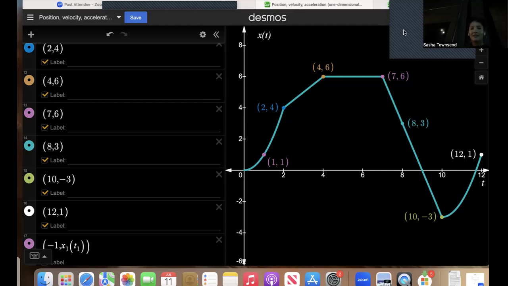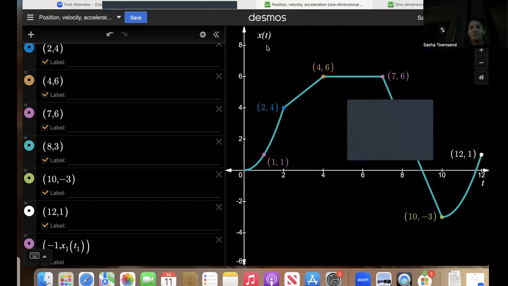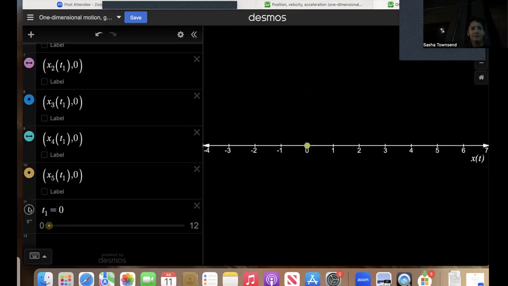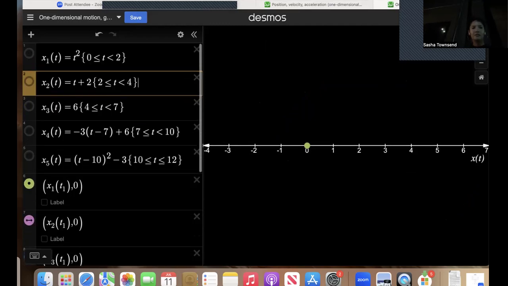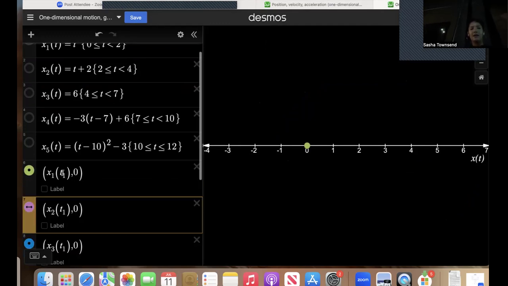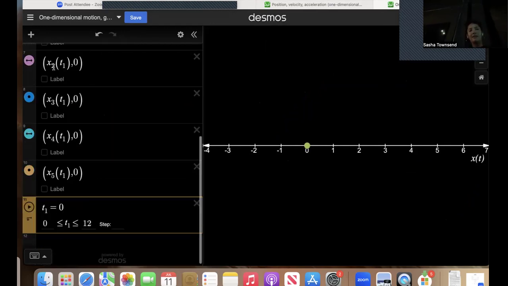So let's look at that. One-dimensional motion. Thinking of this as a particle on the x-axis, it's going to look like this. And all I've done to do this is just type in those functions in a new graph. I've asked for the x coordinates to be defined by each of those branches of our piecewise function, and I made the y value 0.